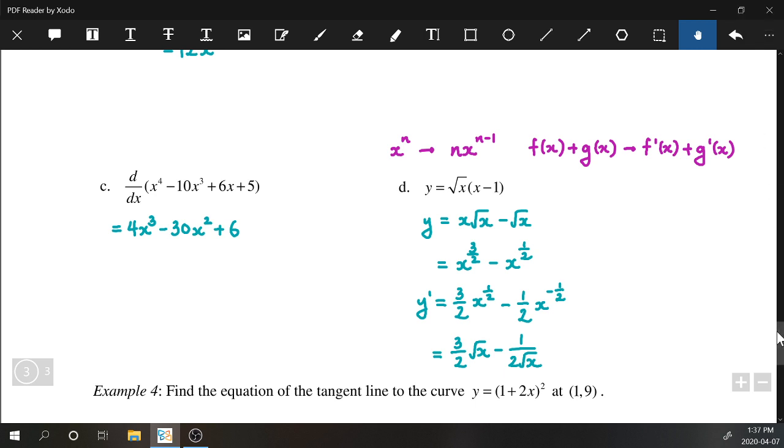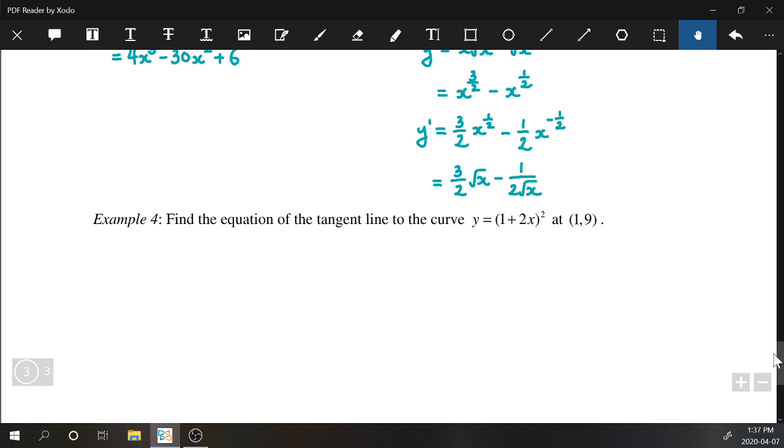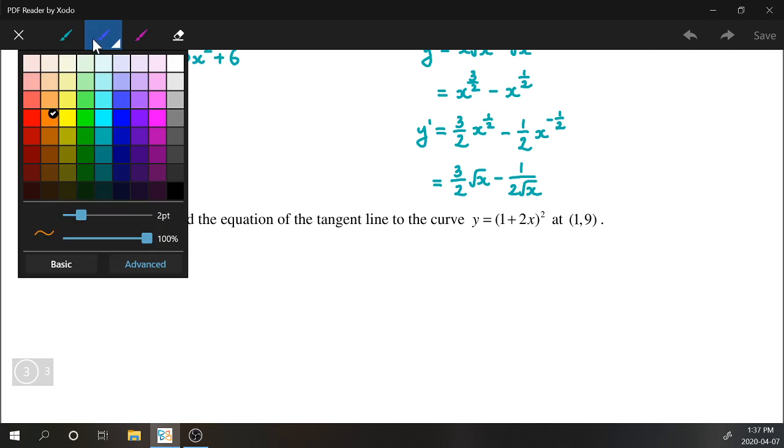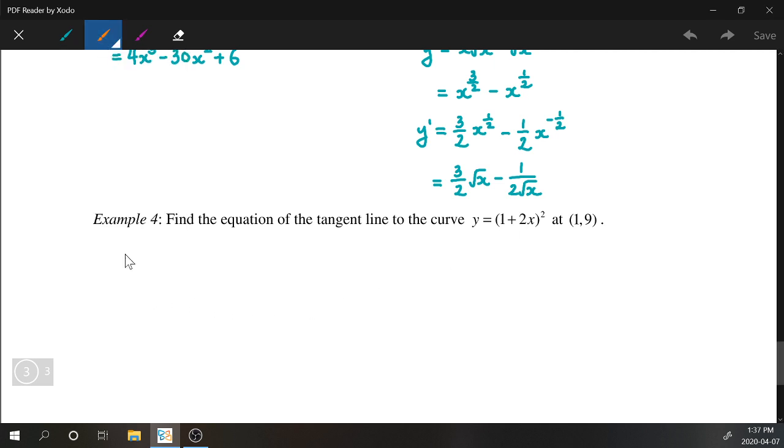So last one, we're going to combine these new differentiation rules with a question that you're more familiar with, and that is finding the equation of a tangent line. So we are going to start this one off by multiplying the square out. We're going to write this as y equals 1 plus 2x times 1 plus 2x, of course. So if you multiply that out, that will be equal to 1 plus 4x plus 4x squared.